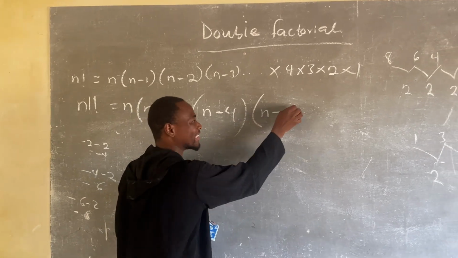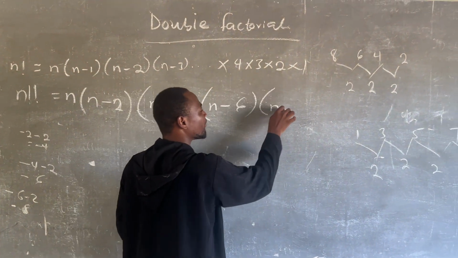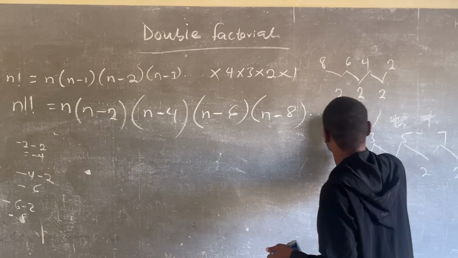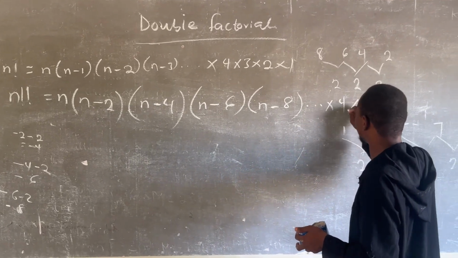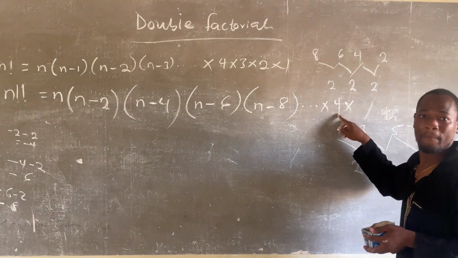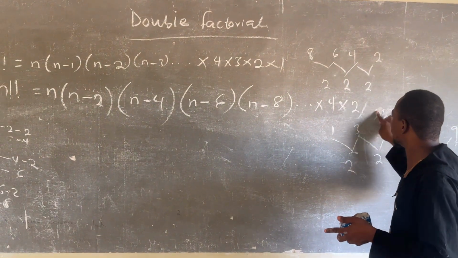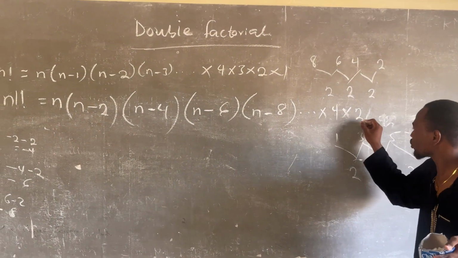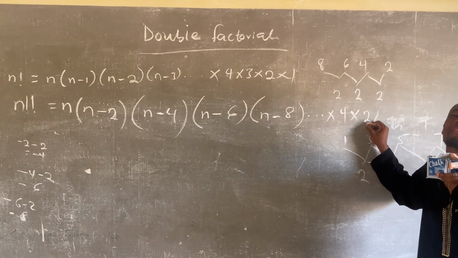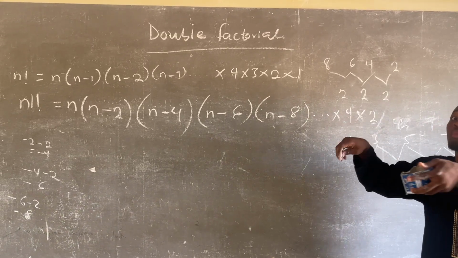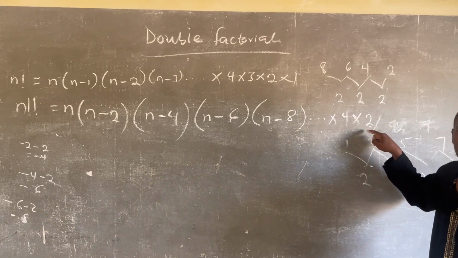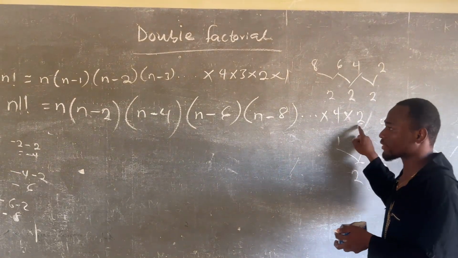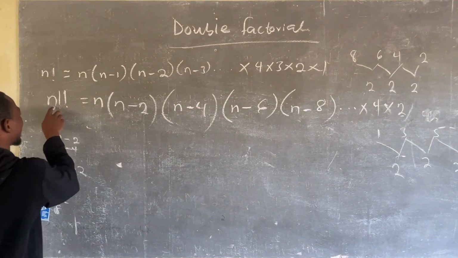So here I have n, then n minus 6, then n minus 8, and so on, up to times 4, then times 4 minus 2. What do we have? We have 2. As soon as you get to 2, you stop at this point. Why are we stopping at 2? Because we are dealing with an even number. If n were odd, we would have ended at 1. So this is where I end, provided n is even.